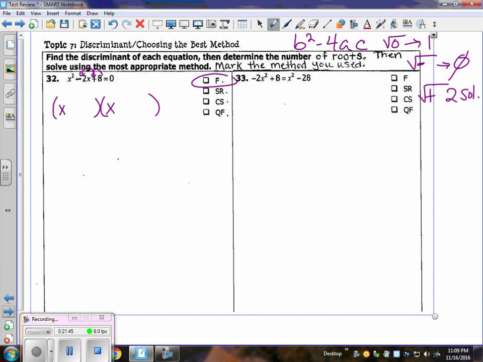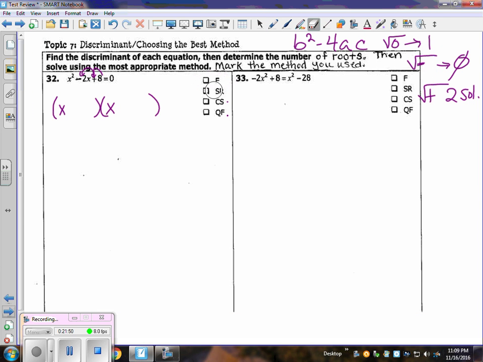8 and 1, 4 and 2. Okay, so we can't factor. We are going to have to use the quadratic formula. So, circle that. A is 1, B is negative 2, C is 8.